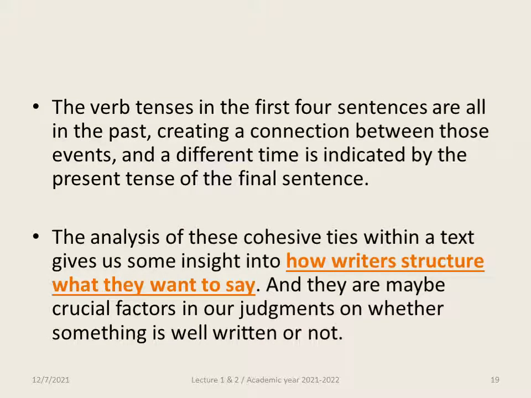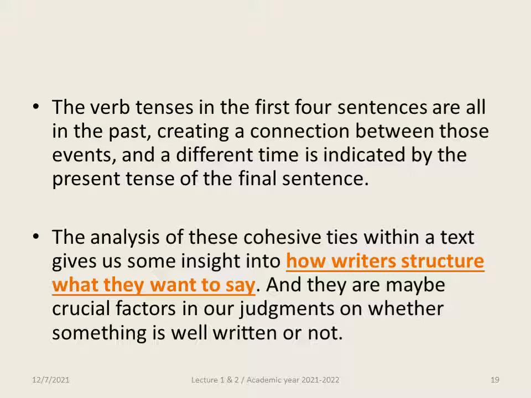The verb tenses in the first four sentences are all in the past, creating a connection between those events, and their different time is indicated by the present tense of the final sentence. This is something related to, as we did in stylistic analysis. We are here talking about something at the linguistic level. This is purely linguistic. When we talk about cohesion, you are describing the text in terms of its linguistic connections: the use of conjunctions, the use of relatives, how things are pronounced, how things are related to each other.